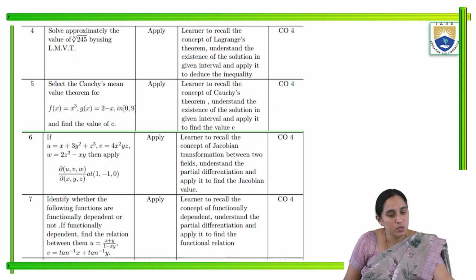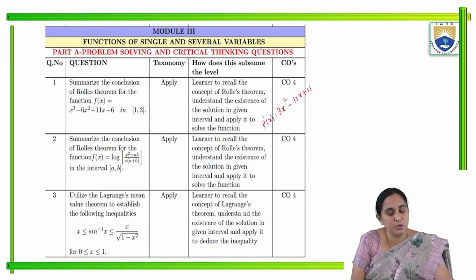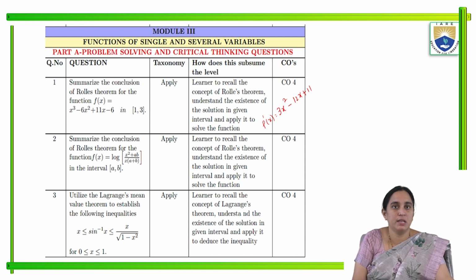Third one: using Lagrange's mean value theorem, establish the following inequalities. This is a different question, but it is very important. Utilize Lagrange's mean value theorem to establish the inequalities x less than or equal to sin inverse x less than or equal to x by root of 1 minus x square, for 0 less than or equal to x less than or equal to 1. Using Lagrange's theorem, we have to establish these inequalities.